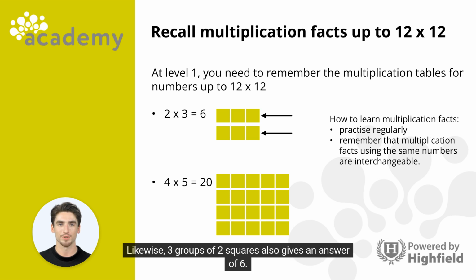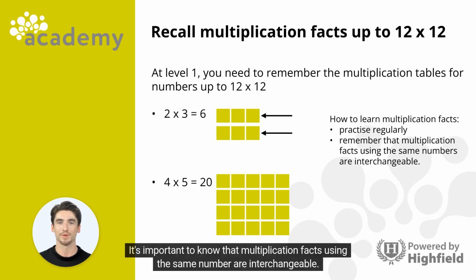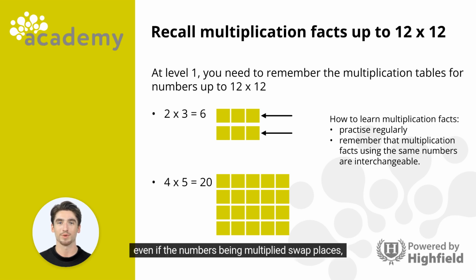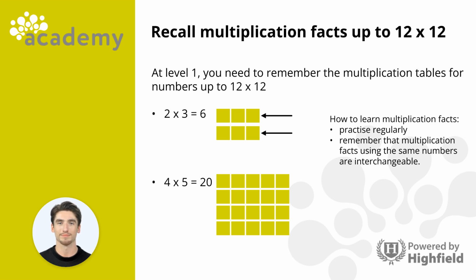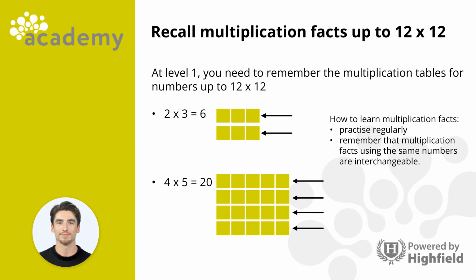Likewise, 3 groups of 2 squares also gives an answer of 6. It's important to know that multiplication facts using the same number are interchangeable. This means that, even if the numbers being multiplied swap places, the answer will be the same. Let's look at another example. 4 multiplied by 5 equals 20. Using this knowledge, we also know that 5 multiplied by 4 equals 20.